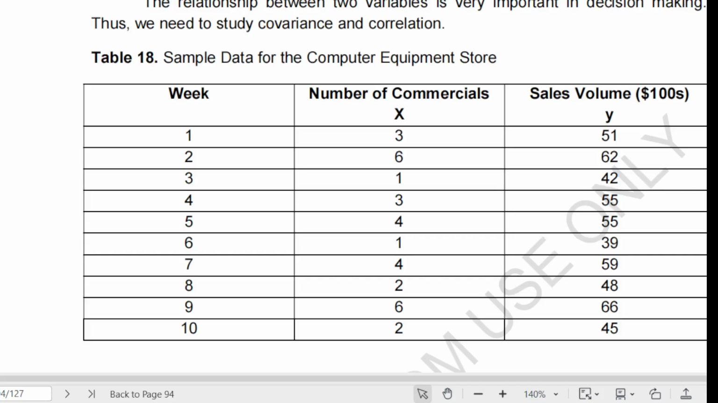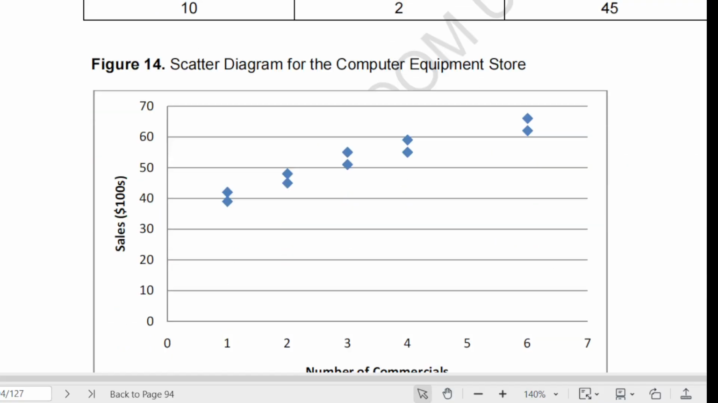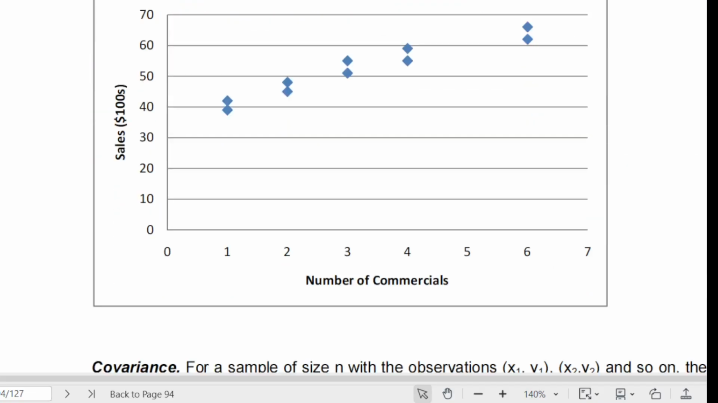How to compute for that, we are going to use this particular formula. By the way, this is the sample scatter diagram for that computer equipment store, wherein you have the number of sales and the number of commercials. As you look at the data, you can see there's a progress, a positive relationship in the data.